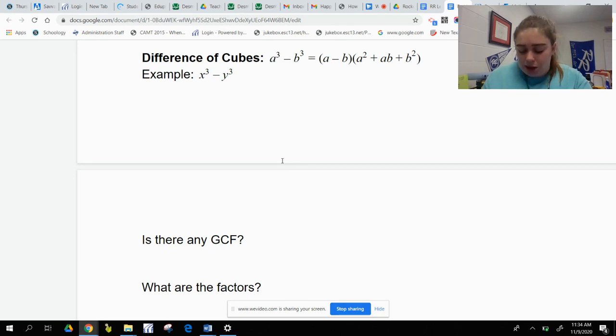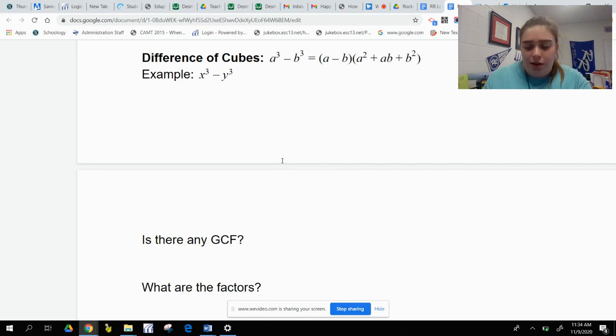So look at this first example, pretty simple: x cubed minus y cubed. Let's check, is there any greatest common factor we can take out? I don't think so, because we have x's in the first one and y's only in the second one, and there is only a coefficient of 1 on both of those, so there's nothing significant that we can take out.